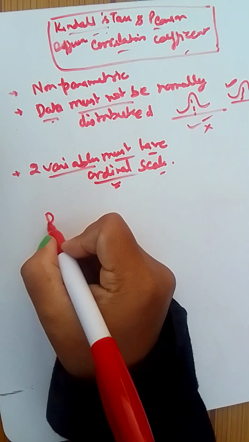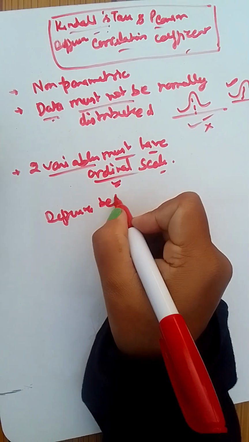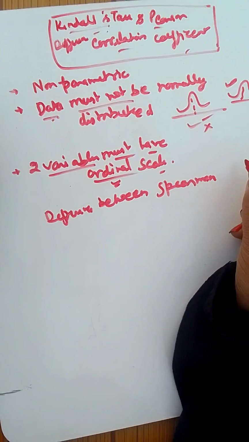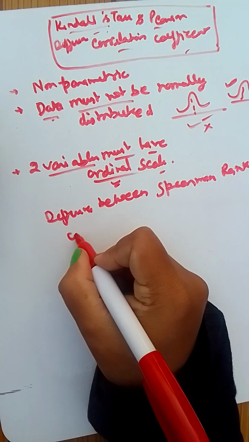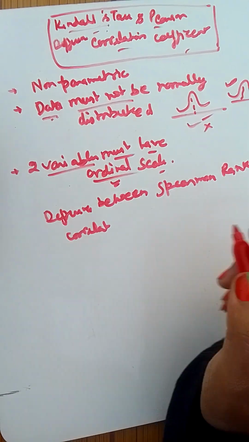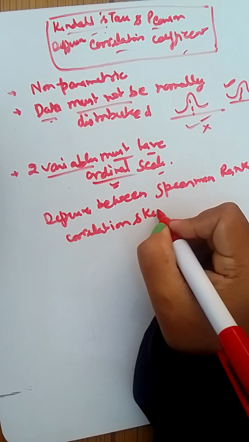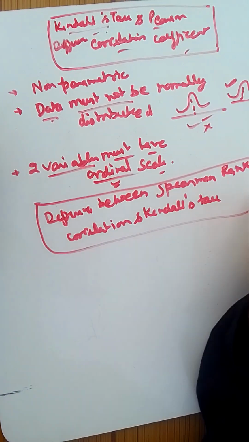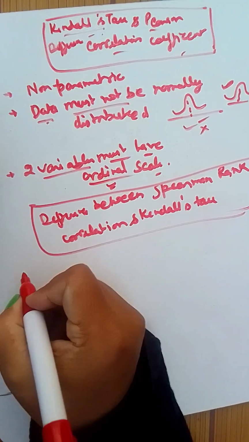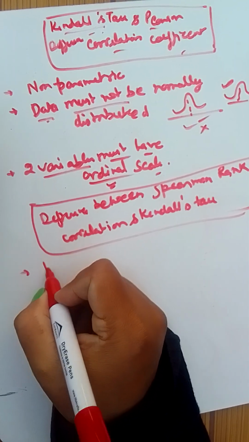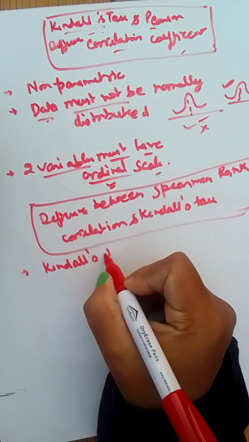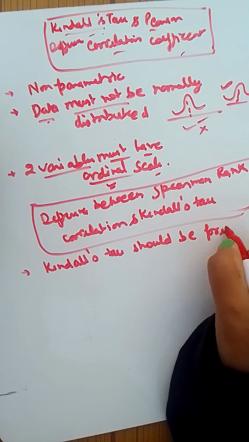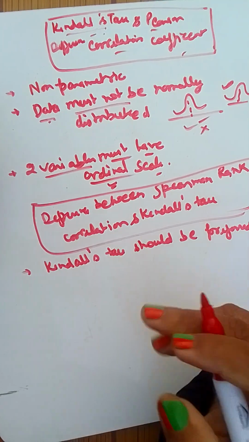Now we'll see what is the difference between Spearman rank correlation and Kendall's tau. Look, where Kendall's tau should be preferred. I am teaching the difference.